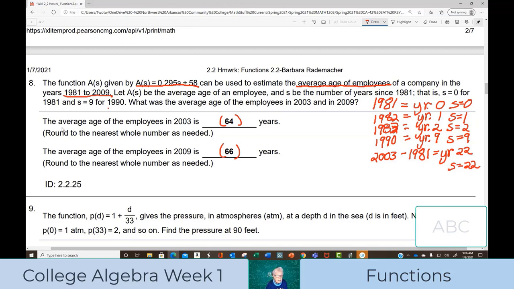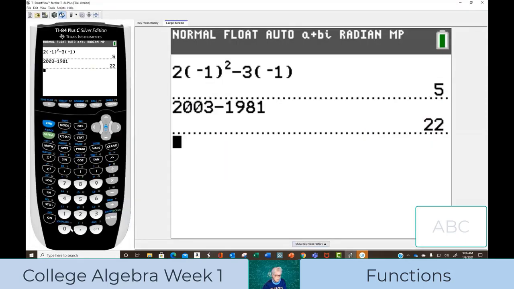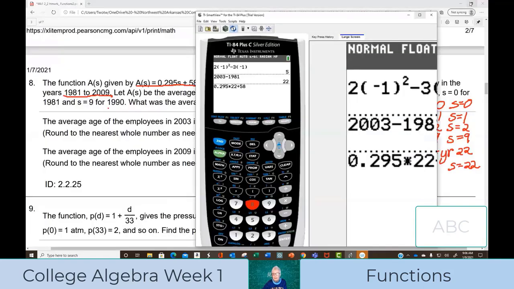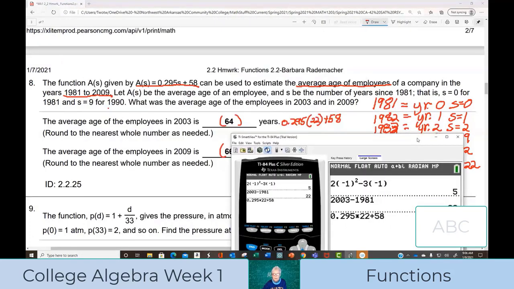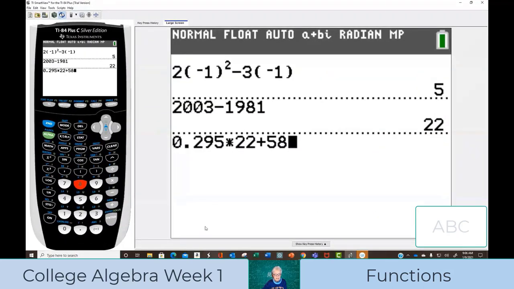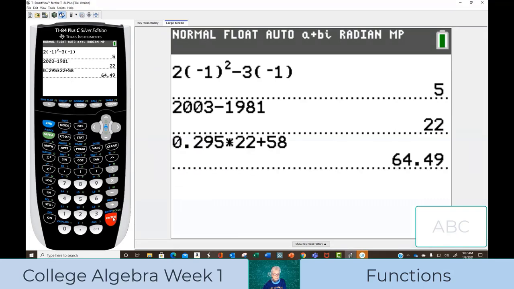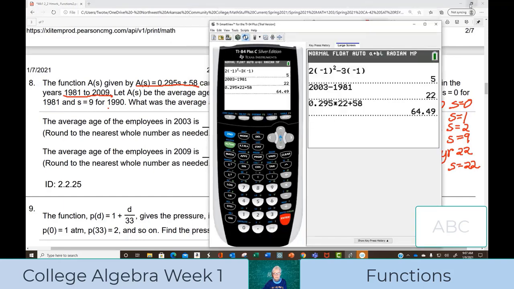So what does that mean for us? That means that this first question is going to be calculated by putting this in my calculator: 0.295 times 22 plus 58. Let me make sure that's right. I don't trust myself. 0.295, yes, times 22 plus 58. And there it is right there. That's the times symbol. It's what you get when you click on times. 64.49.